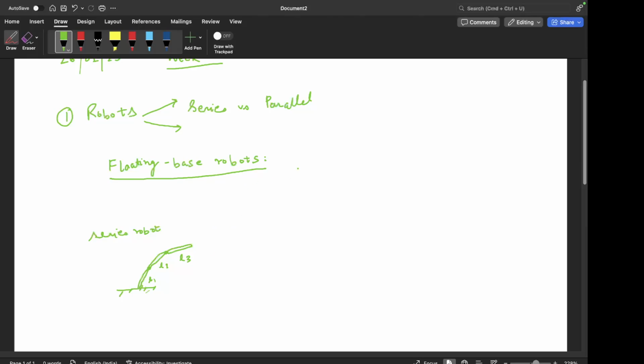Now, floating base robots, first of all, are commonly used to describe mobile robots, and especially since this is relevant to the domain in which I work, legged robots. So I'll just quickly draw a robot with four legs.